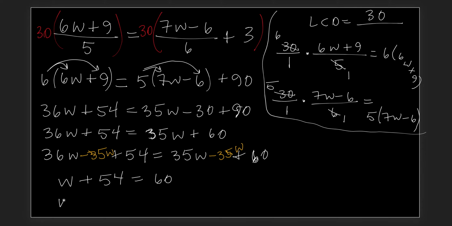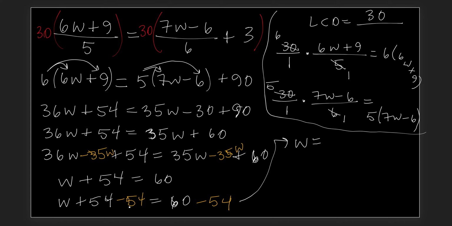Now we need to subtract 54 from both sides, so that I can combine it with the 60. So I have w equals, because this goes away, w plus 0 really is just w, and then 60 minus 54 is 6. So w equals 6 after all that.